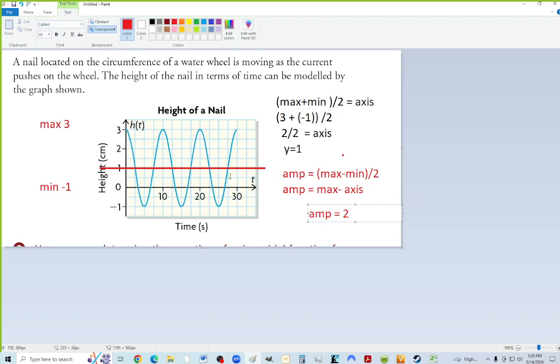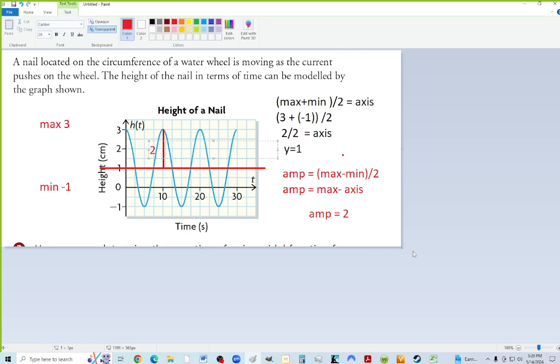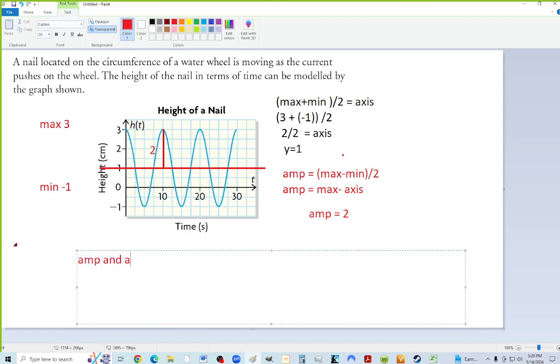And visually we can see it right here, right? Because here's the axis, and if I go up, I can see I go from 1 to 3. So that means my amplitude is 2. Okay. Right? So I'll just mark it. Great. We have a lot of information. Don't we have the axis already? Yes. Don't we have the amplitude? Yes. Okay. So amplitude and axis are both y transformations. So let's write them here.